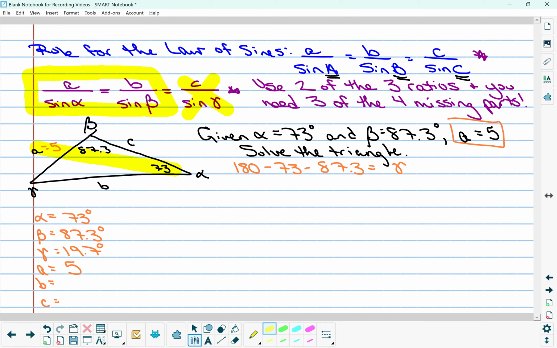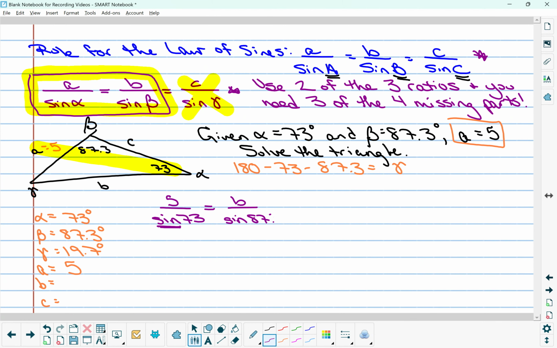Okay, so I'm going to set this up and I'm going to use this right here. This is what I'm going to fill in down here. So I'm going to say alpha, or A, I'm sorry. So 5 over the sine of 73. Don't forget the sine. This is super important, and a lot of kids try to leave it off. You just cannot. Equals B, we don't know it, so I'm going to leave it a B, over the sine of 87.3. Okay, well, this is literally cross multiply and then divide. So you're going to cross multiply and divide.